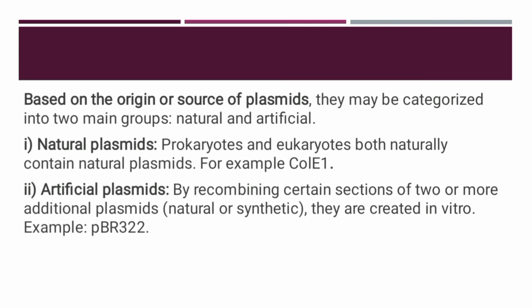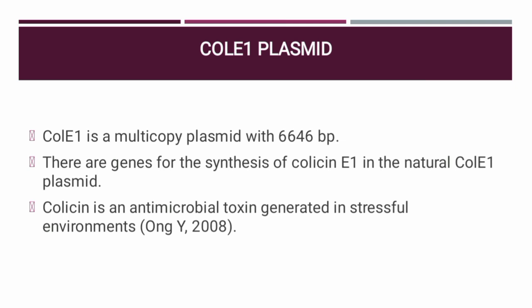Artificial plasmids do not occur in nature, and they are created in vitro, meaning they are created in labs simply by recombining certain sections of two or more additional plasmids. These plasmids may be natural or synthetic plasmids. Its example includes pBR322 plasmid. Then we'll be discussing the Col E1 plasmid in detail.